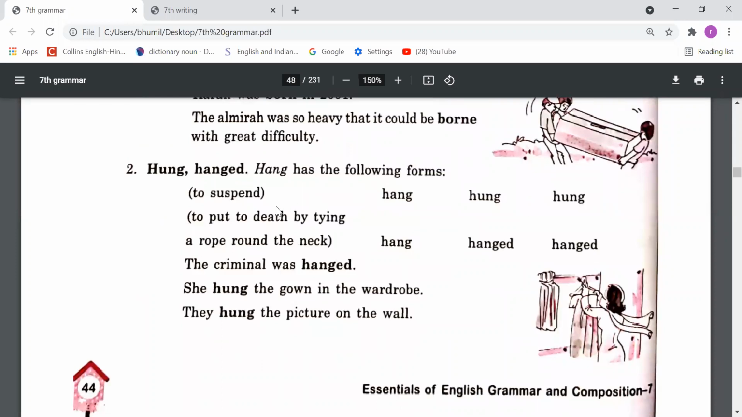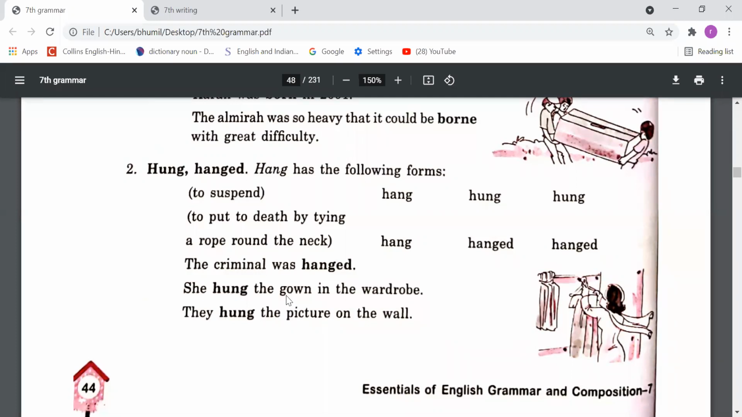Second, hung and hanged. Hang has the following meanings: to suspend, that is, to hang a thing; and to put to death by tying a rope around the neck. When we talk about to suspend, hang, hung, hung. When we talk about killing someone by putting a rope around the neck, that is hang, hanged, hanged. So basically, dear students, you need to see for which meaning that word has been used.